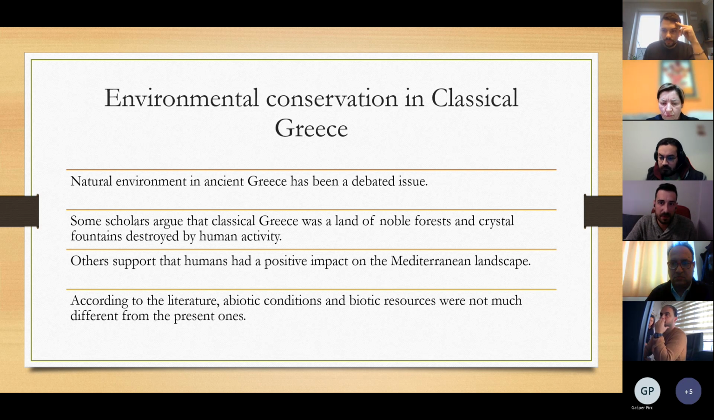So, okay, there was some background noise. After reviewing the most relevant literature, it came out that both abiotic conditions and biotic resources were not much different from the present ones.